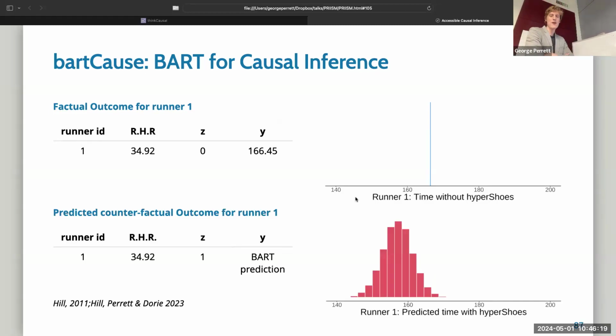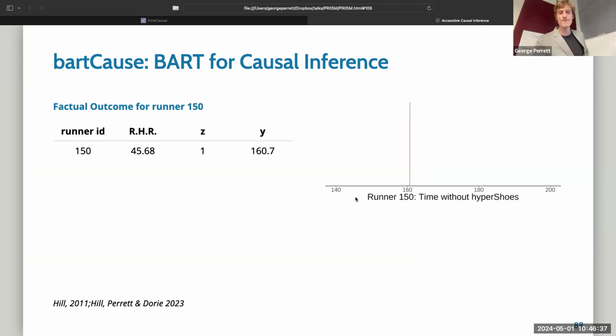And so then what we're going to do is use our BART model to get predictions of what would have happened to this person if their treatment was different. So what would have happened to this person if their treatment was different? And it's going to be a distribution, and that's the Bayesian piece. We get a whole distribution of predictions.